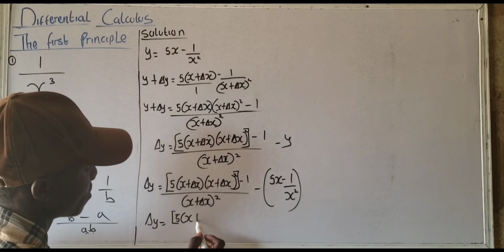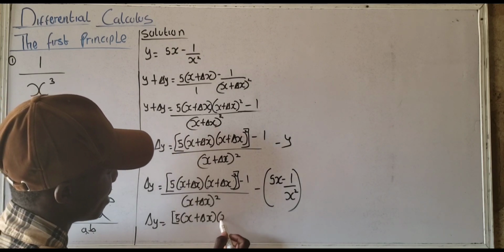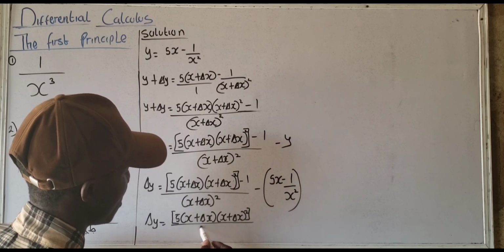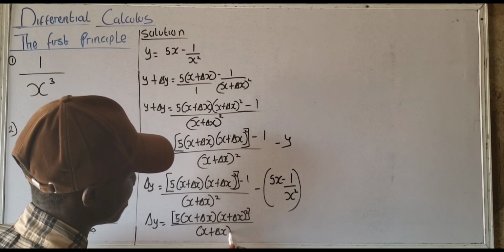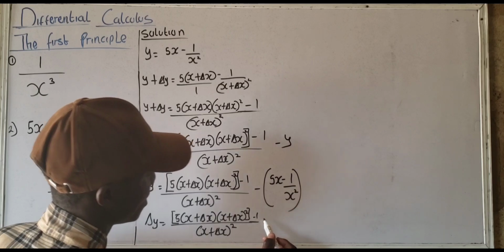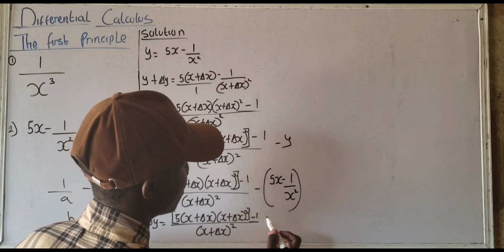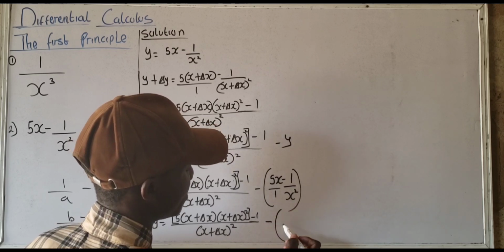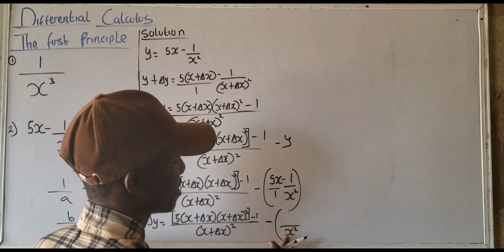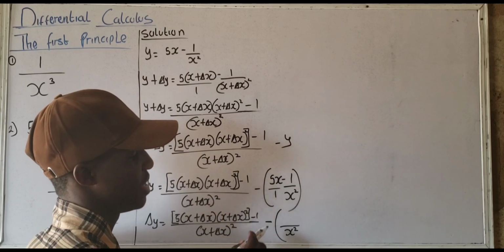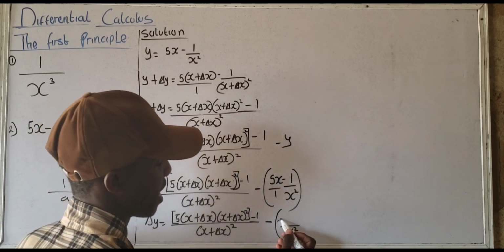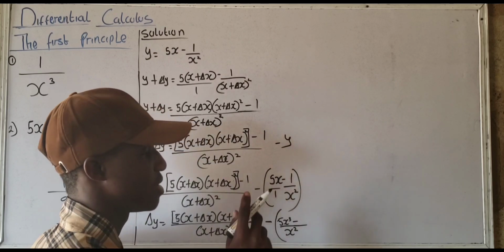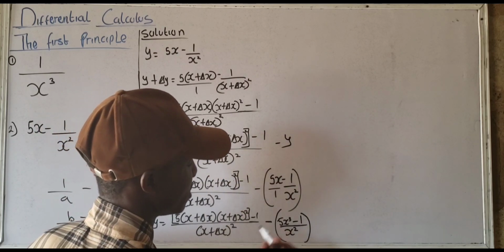5(x + delta x) multiplied by (x + delta x)² all over (x + delta x)² minus 1, okay? Minus 1 minus, now take the LCM of both fractions. The LCM is what? x². So x² divided by 1 is what? x². x² times 5x, that is what? 5x³. 5x³ minus x² divided by x², that is 1. 1 times 1 is what? 1. So that's how I got this, okay?